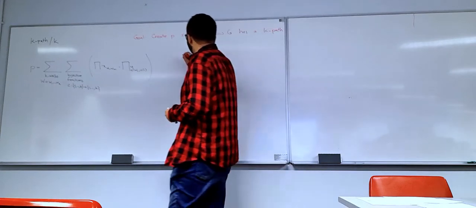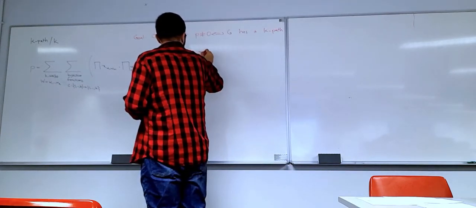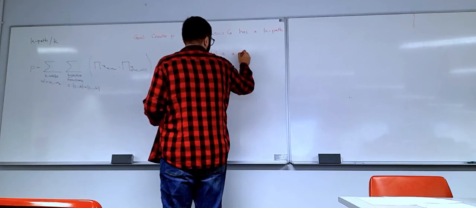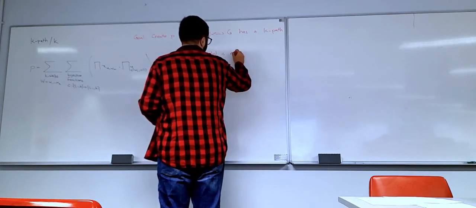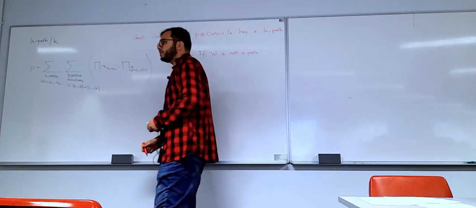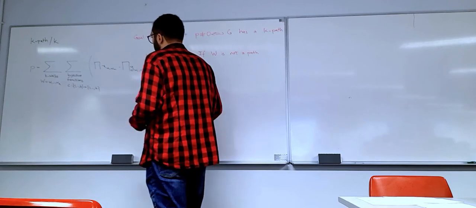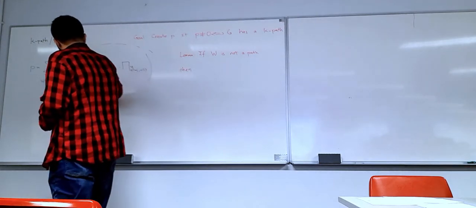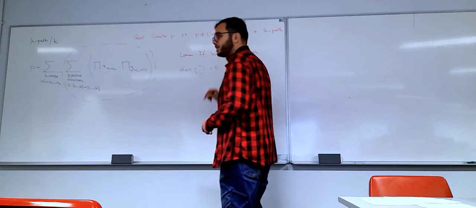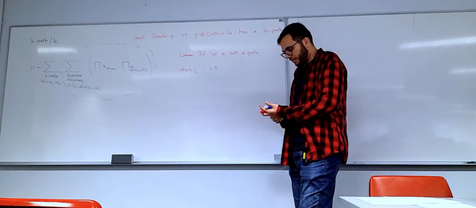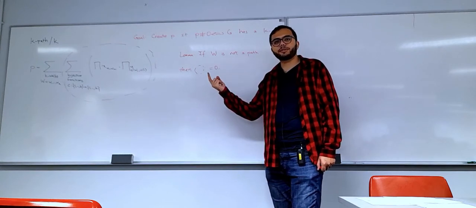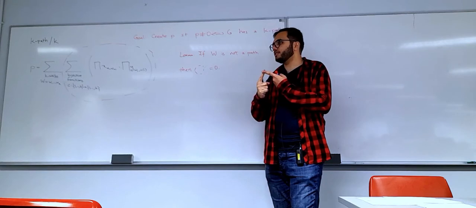So this is my lemma. If W is a non-simple walk, or if W is not a path, then the contribution of W to this sum is going to be 0. Okay, what is the contribution of W to this sum? It's just this part. So that part, which I'm not going to write again, is going to be 0. Now, why is that? Oh, and I'm assuming that I'm using the fields that I just told you about. So adding some element to itself would just give me 0. The characteristic is 2.